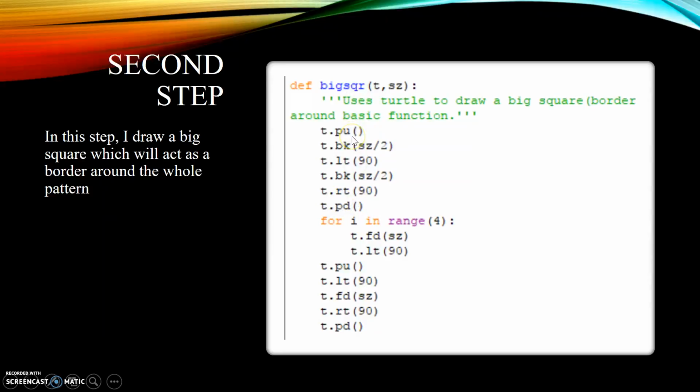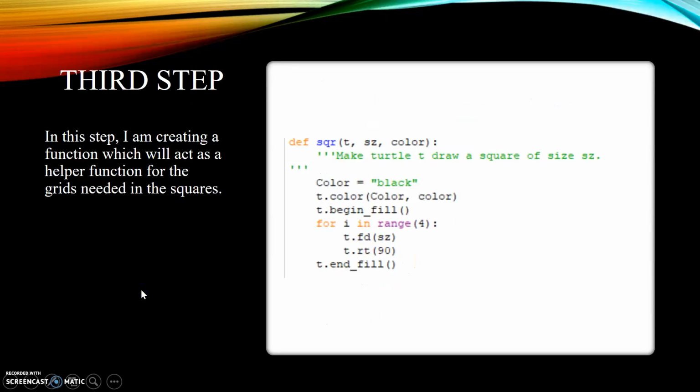You put the pen up when you don't want the marks to be drawn, but I put it down because I wanted to draw the big square. So I use this to center the square. So for i in range 4, because it's a square, it has a range of 4. And then we want it to move forward by size and left 90. And we put the pen up again because we wanted it to go back to the center after it was done drawing. And I put this outside of the loop because if you put this in the loop, it would just mess up the whole function.